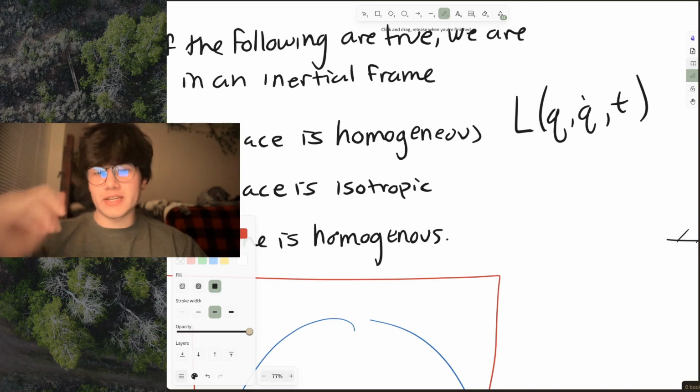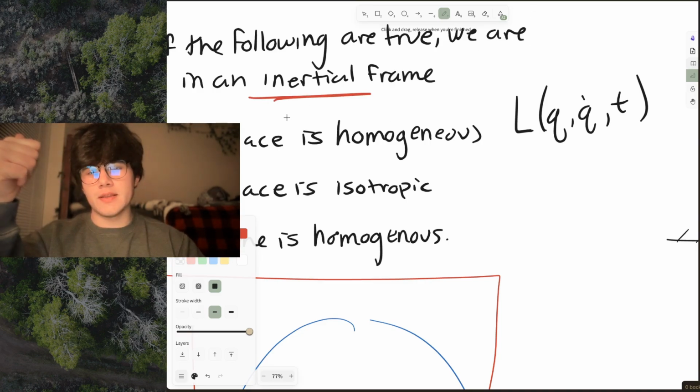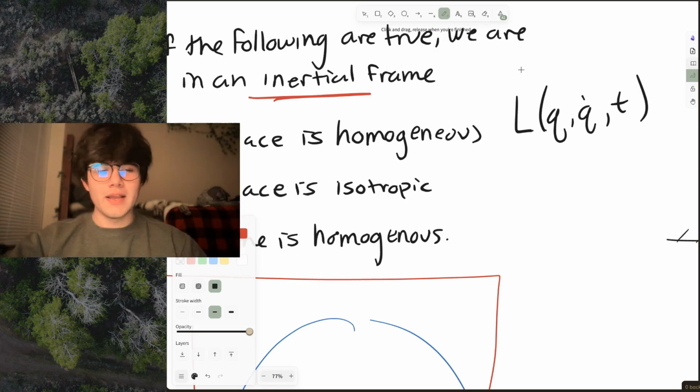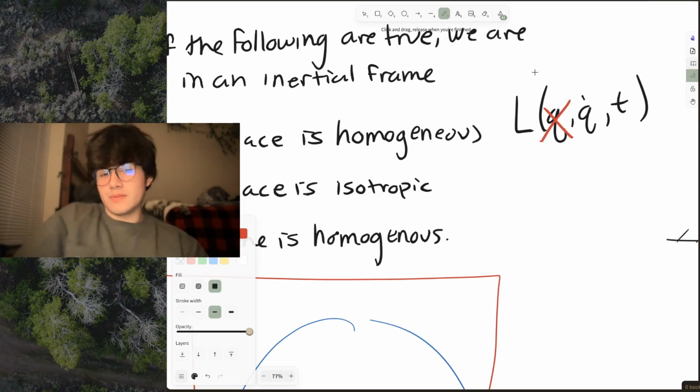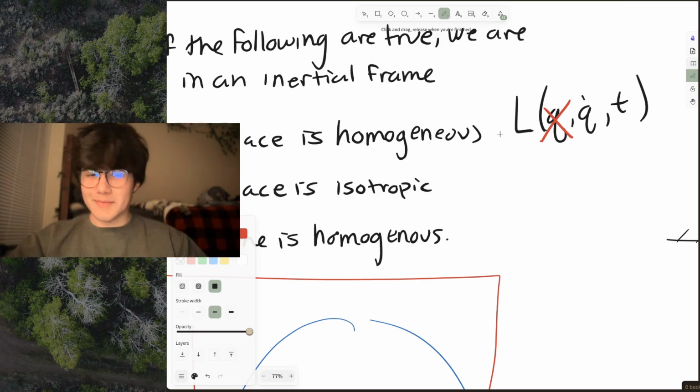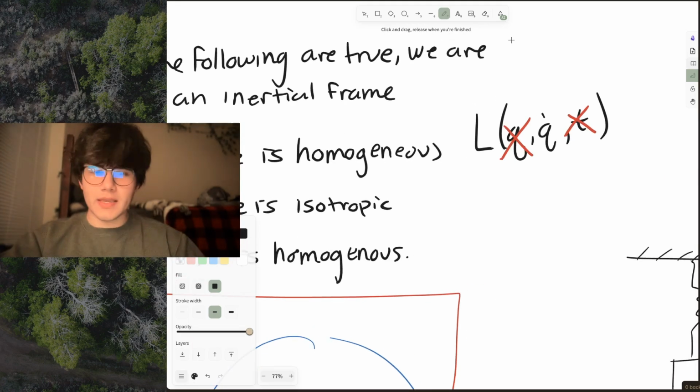Firstly, because there's no potential energy, and because we're in an inertial frame, which we'll assume we are, we can get rid of this q term, because our Lagrangian won't depend on position, right? Similarly, because our frame is inertial, we can also get rid of time. And thirdly, we need to get rid of direction somehow.